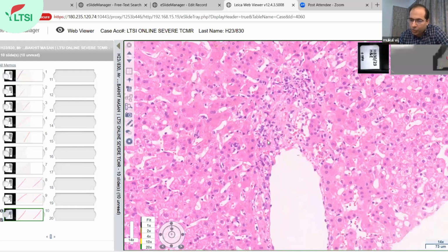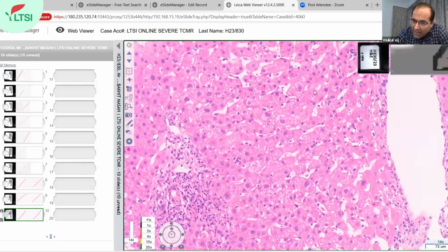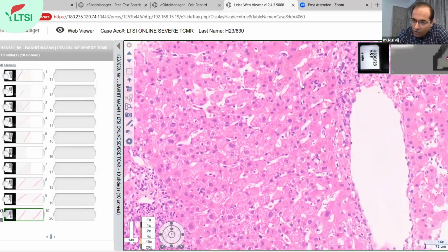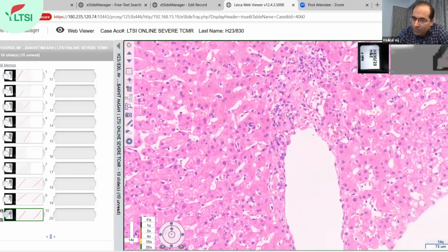So there is involvement of the portal area with a lot of inflammation, with all features of rejection, and also the central area. The hepatocytes are largely unremarkable, but as we reach the centrizonal area or around the central vein, you can see central endothelitis or perivenulitis or central lobular necroinflammation. And there is also necrosis here. There is dropout of the hepatocytes.